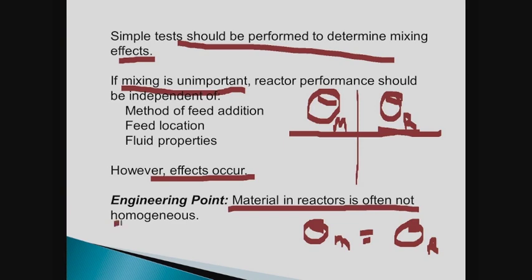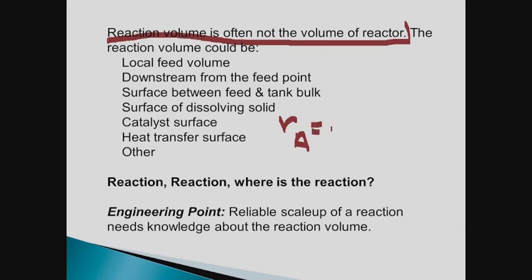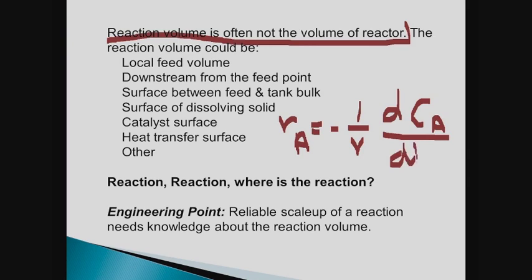Anyway, this is a pretty obvious statement: material in reactors is often not homogeneous. Oh, I love this: the reaction volume is often not the volume of the reactor. I'm always amused by reaction rates. You have this rate equation, r equals minus 1 over volume, and that's a real problem right there. What volume is that? And then you have dCA/dt as the definition of reaction rate. I have several problems with this equation. I don't know what volume it is, and I don't know what concentration I should be using up here.